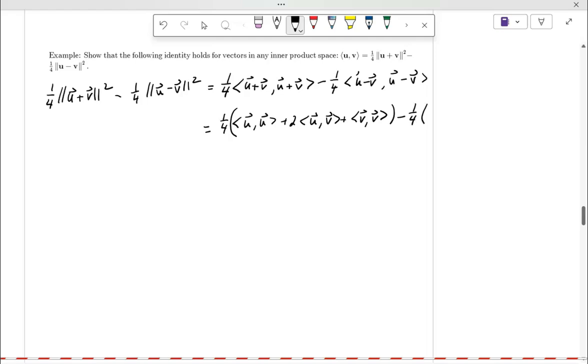What's the only difference going to be when you do the distributive property on the right-hand side? It'd be a negative 2 times the inner product of u and v, right? There's a minus instead of a plus.